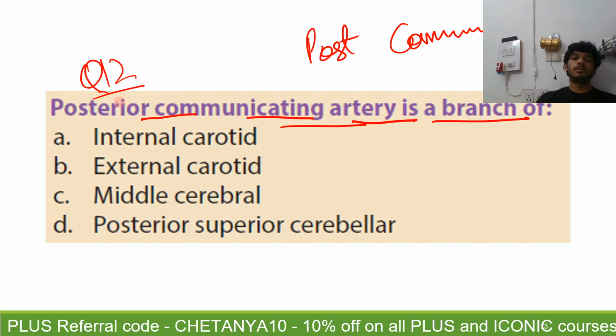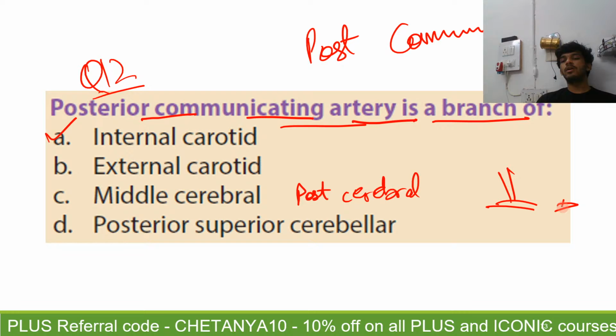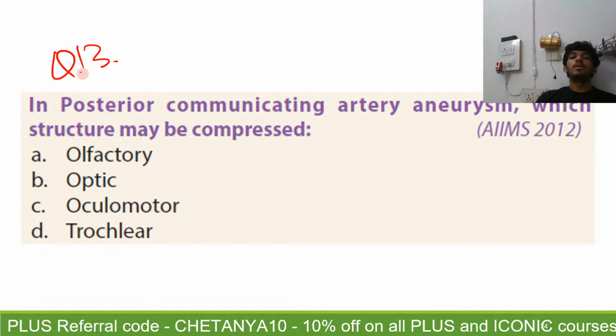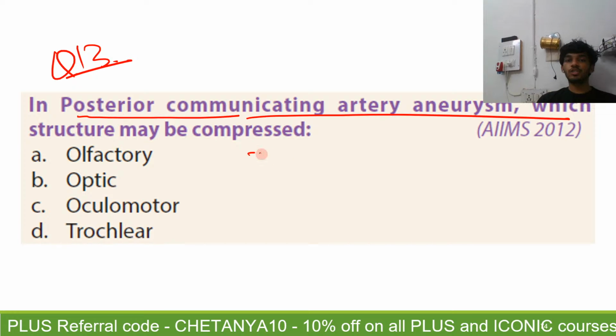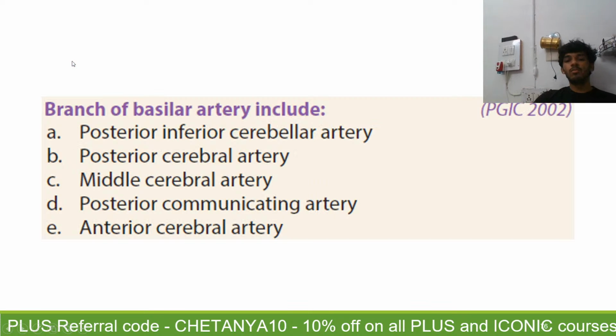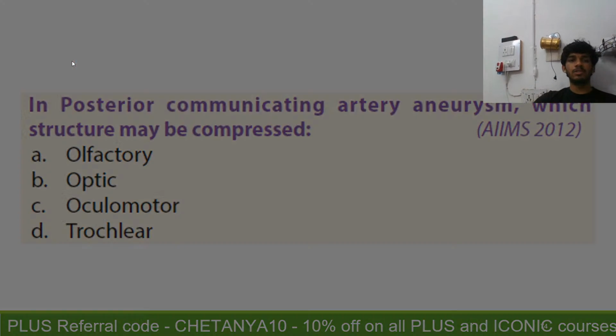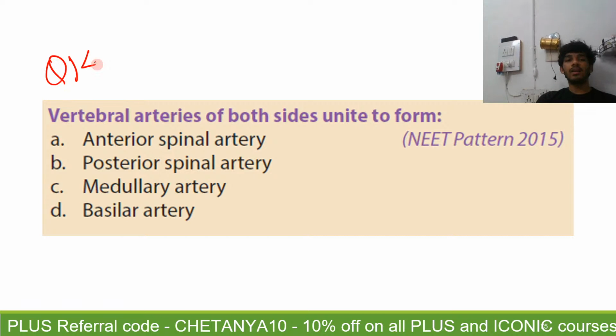So don't get confused if you have an option here called the posterior cerebral. You will think that yes, something like this, the posterior cerebral goes upward, posterior communicating. Right. It is a branch of the internal carotid, not of the posterior cerebral. Okay? Already talked about this in posterior communicating artery aneurysm, which structure may be compressed. Answer will be oculomotor nerve. Right? Aneurysms, remember, mostly oculomotor nerve gets damaged very early. Increased intracranial pressure, you will have UCL.